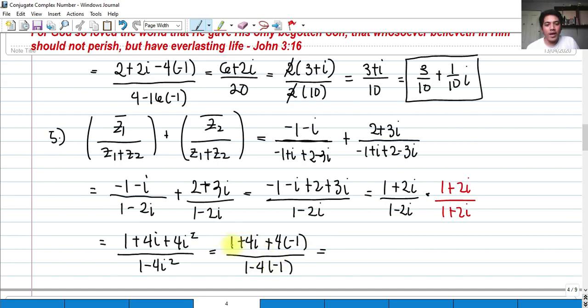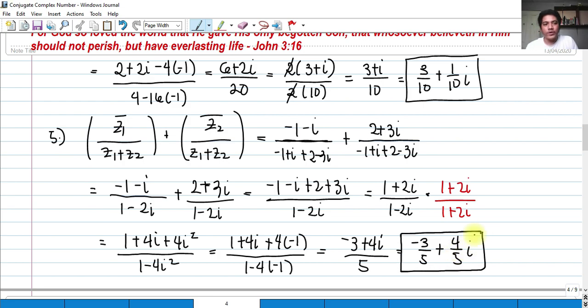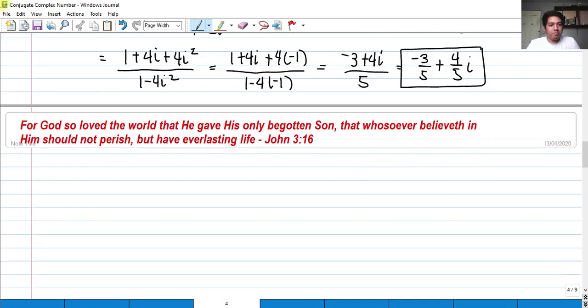So we have 1 minus 4, that's negative 3 plus 4i all over, we have 5. Okay, so our answer should be negative 3 fifths plus 4 fifths i, and that is our answer for this problem. So let's try another problem.